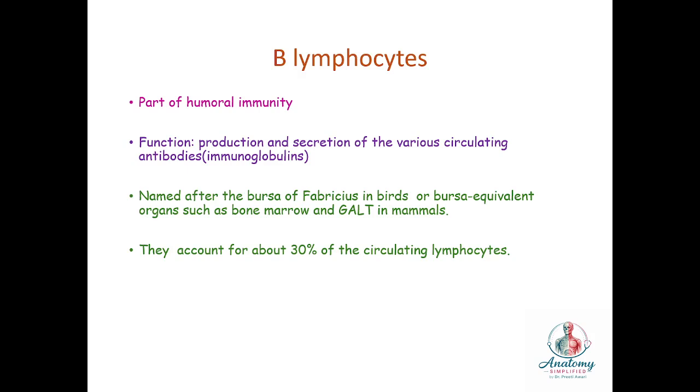B lymphocytes are part of humoral immunity. They produce and secrete various circulating antibodies as immunoglobulins. They are named after the bursa of Fabricius in birds, or bursa equivalent organs such as bone marrow and gall in humans. They account for about 30% of circulating lymphocytes.